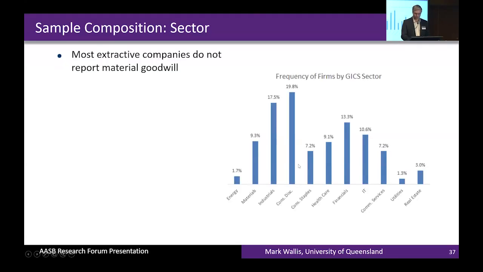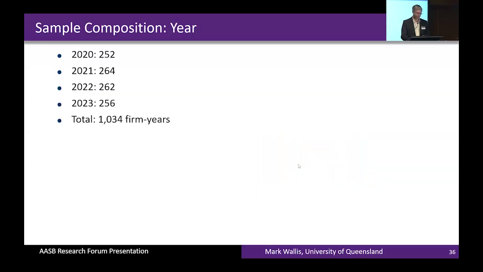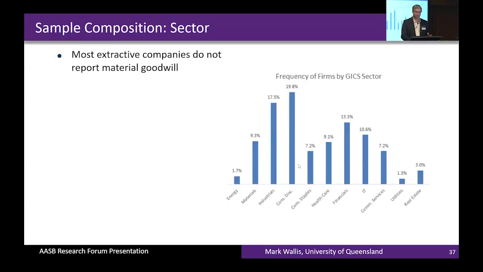Now, you might be wondering, why do we have so few firms? Because you'd think there are a lot more Aussie firms that have total assets more than 150 million. But a lot of firms don't have goodwill. Particularly firms in the extractive industries, as you might expect, energy and metals and mining, largely drop out of our sample. So you can see that the distribution of observations across sectors is a bit different than what you'd see for the whole Australian Stock Exchange. There's a lot less in energy and materials.